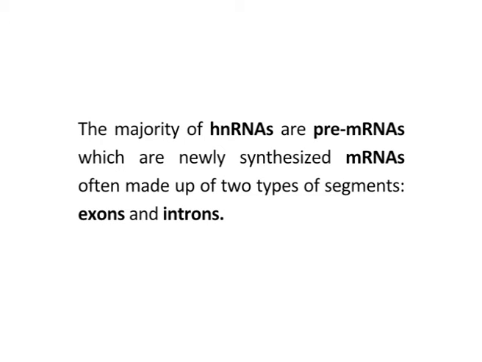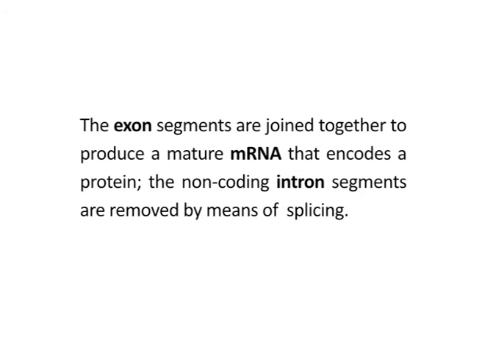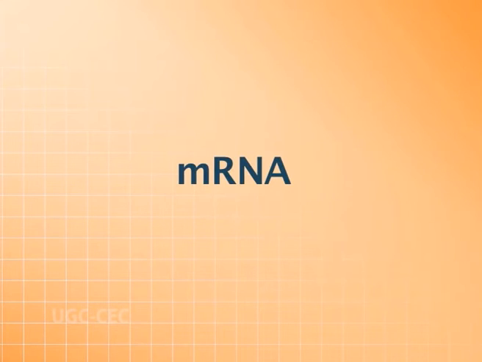The majority of hnRNAs are pre-mRNAs, which are newly synthesized mRNAs, often made up of two types of segments, exons and introns. The exon segments are joined together to produce a mature mRNA that encodes a protein. The non-coding intron segments are removed by means of splicing. In the next section, we'll discuss mRNA.